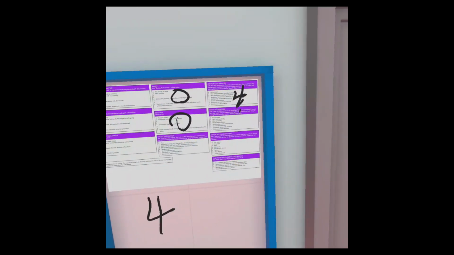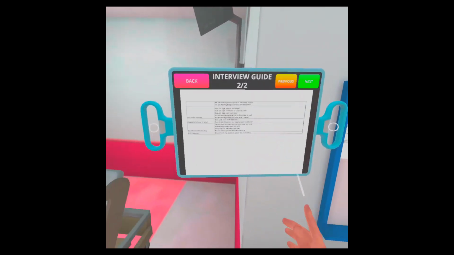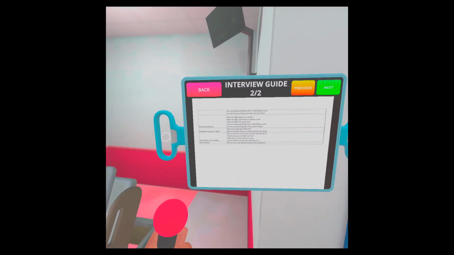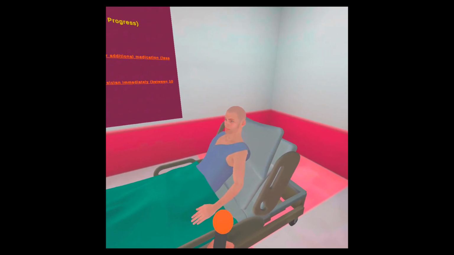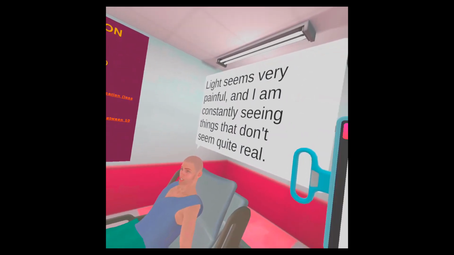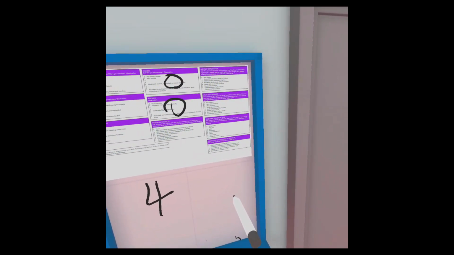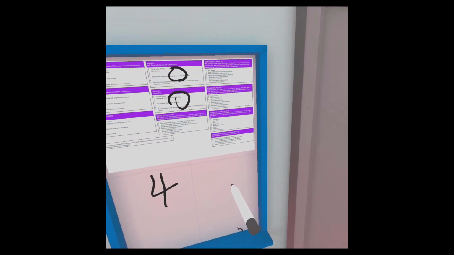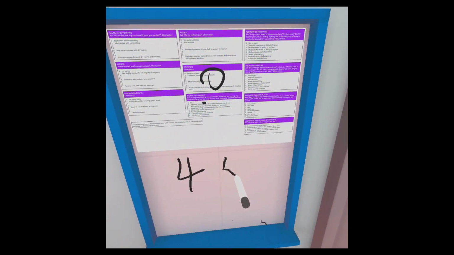And now I'm looking at visual disturbances. That's on my next page. Does the light hurt your eyes? Light seems very painful, and I am constantly seeing things that don't seem quite real. Okay, so that's a severe hallucination. So that's a five.